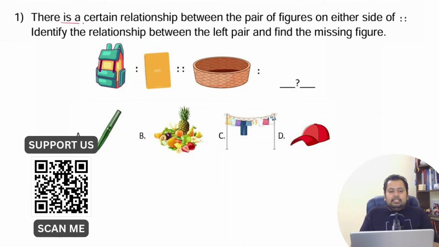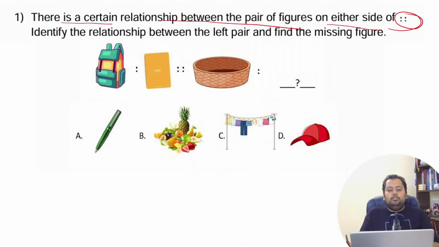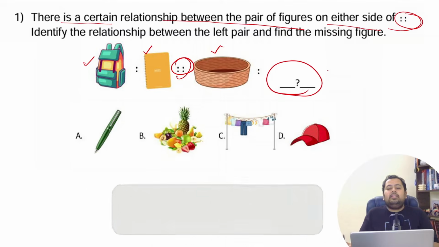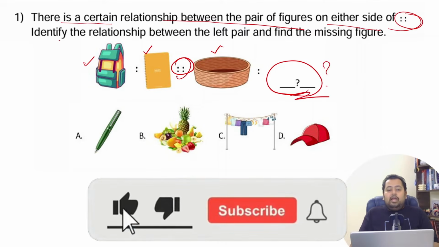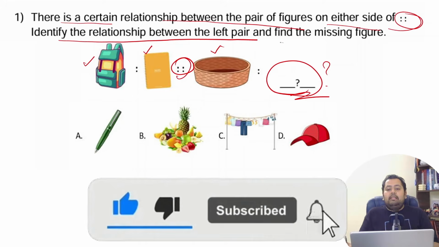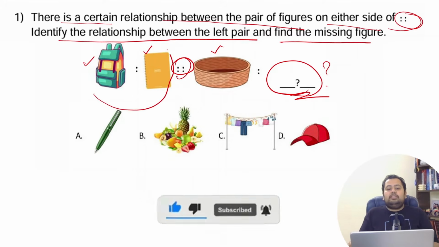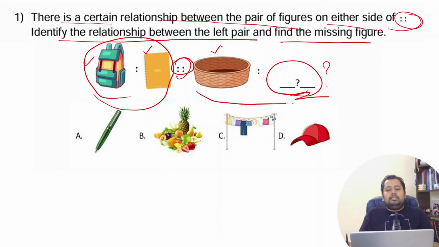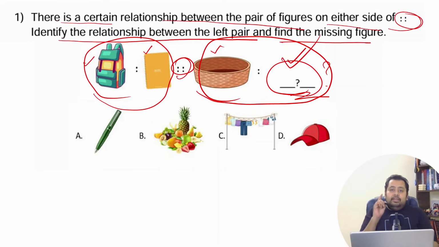There is a certain relationship between the pair of figures on either side of the double colon. So there is a double colon over here. Here you see a school bag, a notebook. On the other side, there is a basket, and then you have something that you need to find out. Identify the relationship between the left pair and find the missing figure. So there is some relationship over here. The same relationship also applies over here. This is what you need to find out. I run a timer of 3 seconds, and please pause the video, solve it first, and then look at the solution.